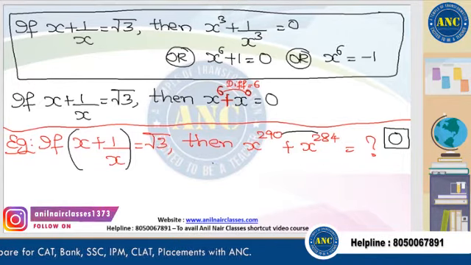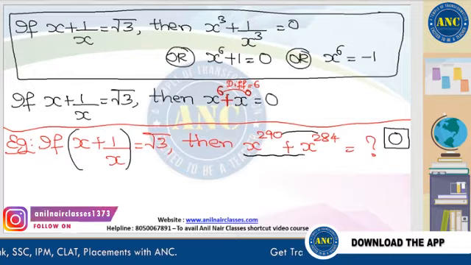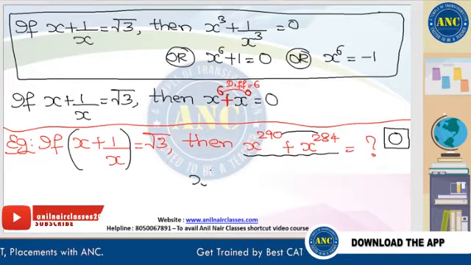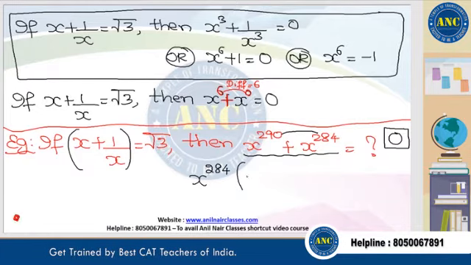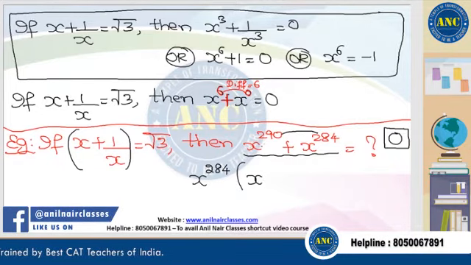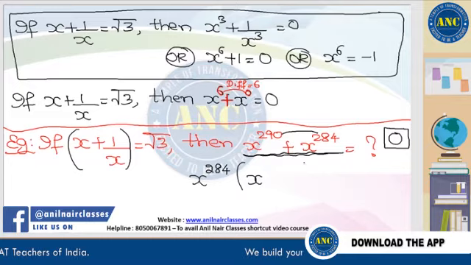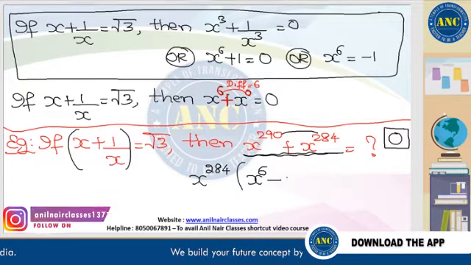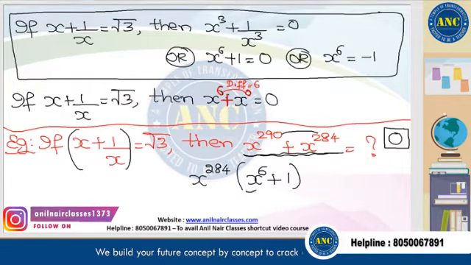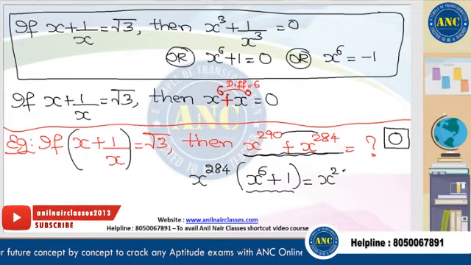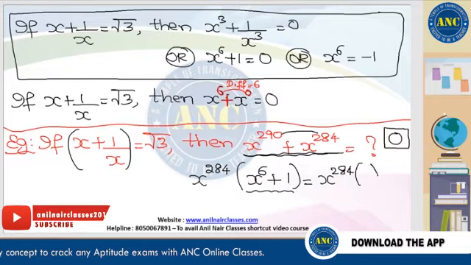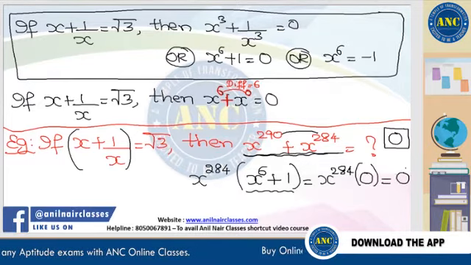How is it so? Very simple, sir. In this particular equation, suppose I take x power 284 as common factor. The first term becomes x power 6, the second term becomes 1, but we know that x power 6 plus 1 is equal to 0. So it is x power 284 into 0. Anything multiplied by 0, the value is 0.